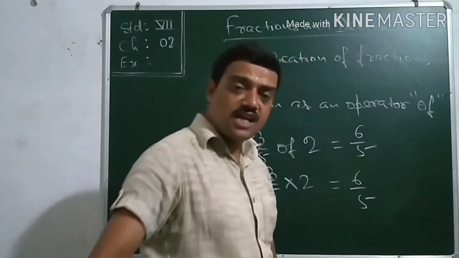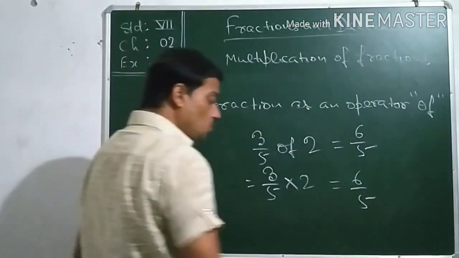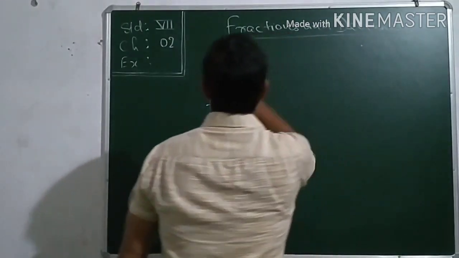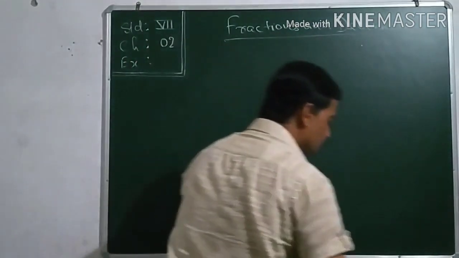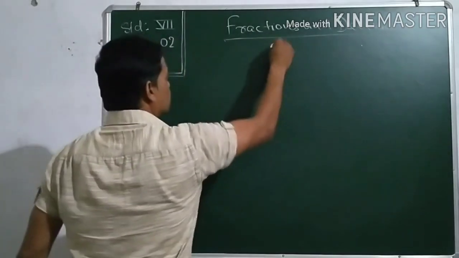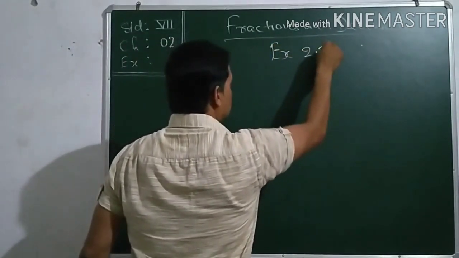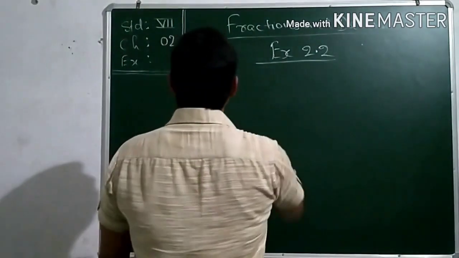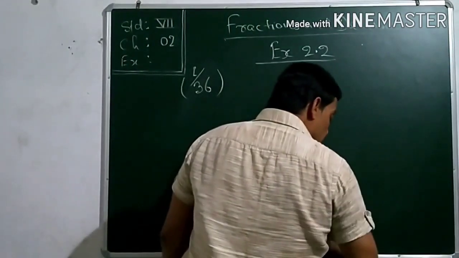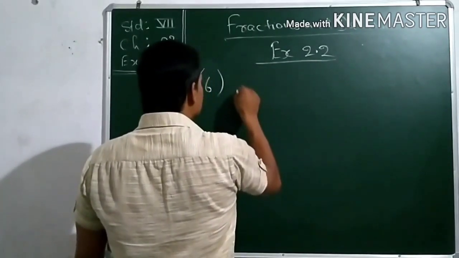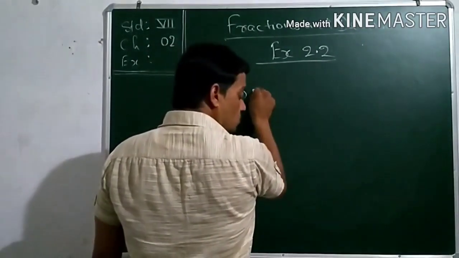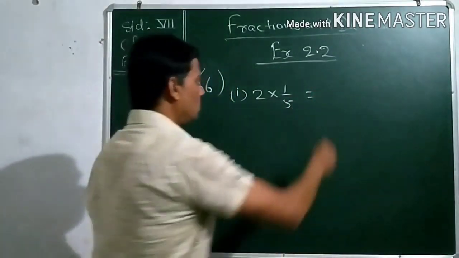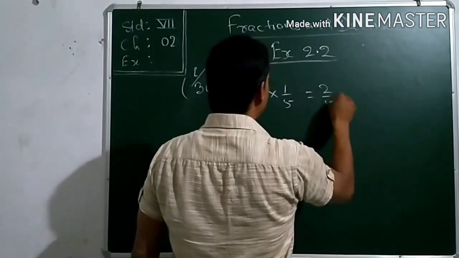Now come to exercise 2.2. I am explaining the sums one by one. Come to the sum number 1, page number 36. That is, 1 is 2 into 1 by 5. You can calculate it as 2 into 1, that is 2 by 5.